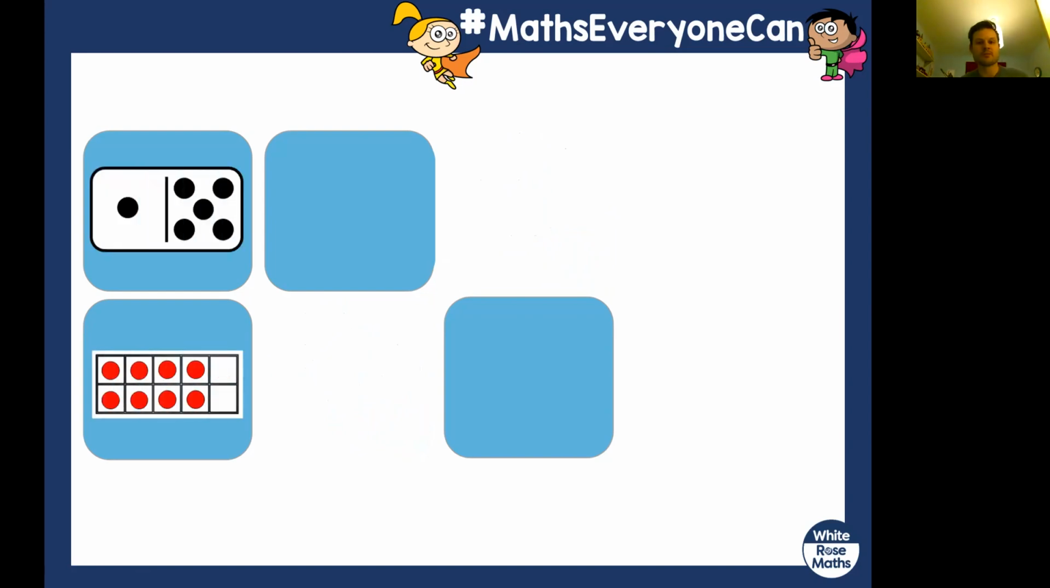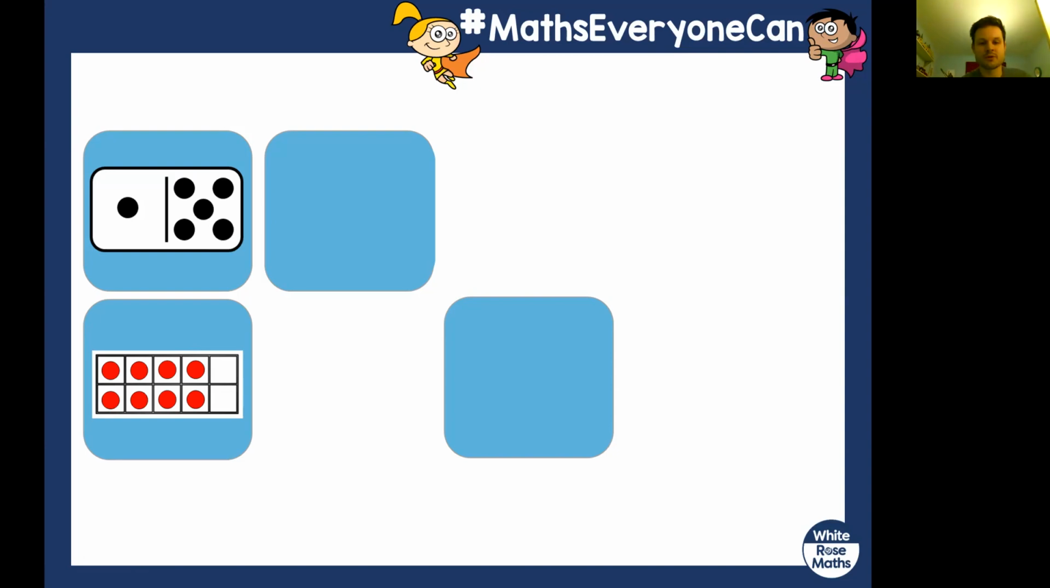Let's have a look at a different pair of cards. Are these two the same? So let's have a look at the top one. We've got a 5 and a 1. So if you make a 5 in one hand and another one in your other hand, how many fingers are you holding up? How many dots are there on that domino? There are 6. So we've got 6 dots. And how many counters have we got on our tens frame? So it needs to be 6 for it to be a matching pair. So do we have 6 counters on our tens frame? Let's count them up and see.